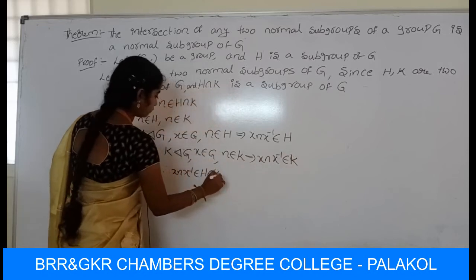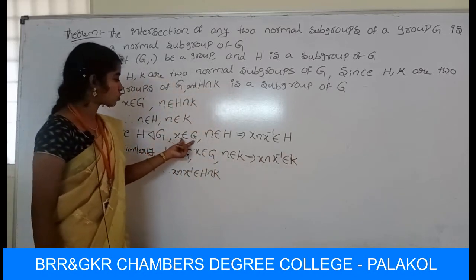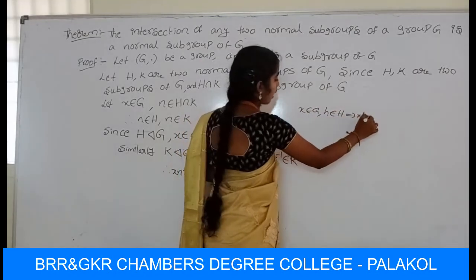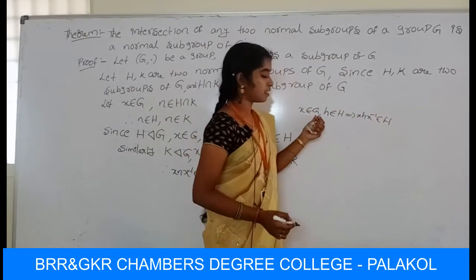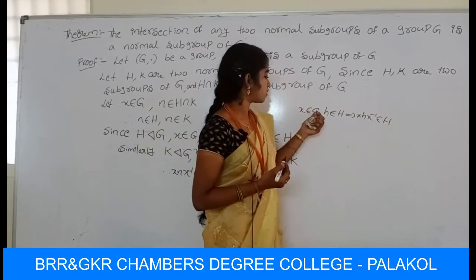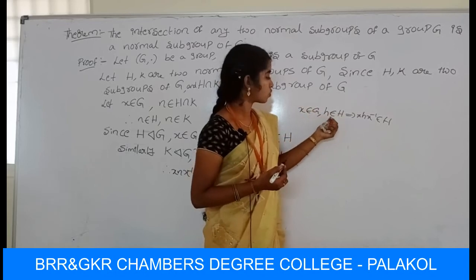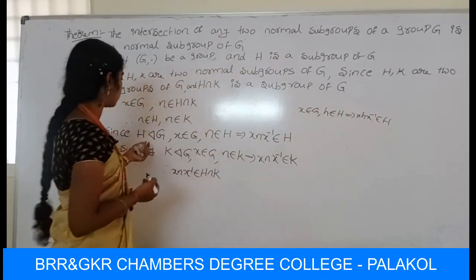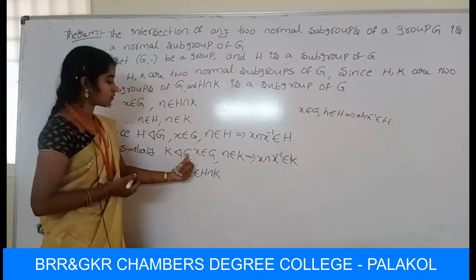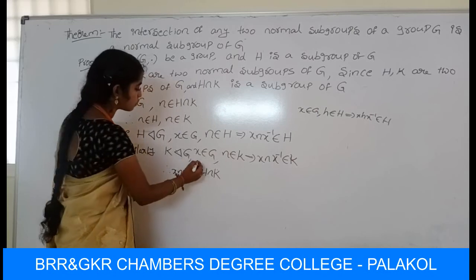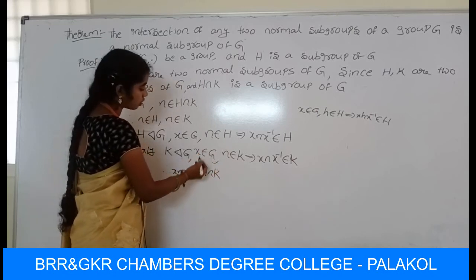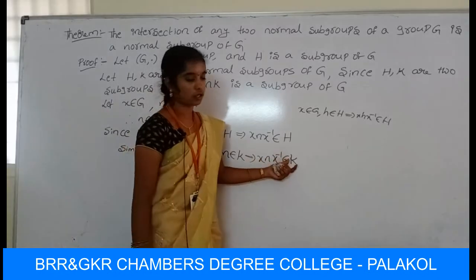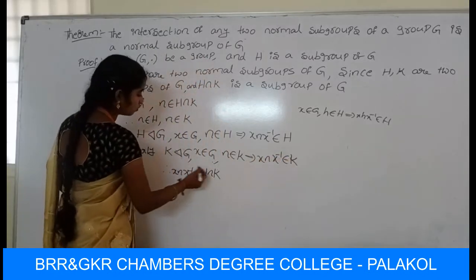Since H is a normal subgroup of Z and x belongs to Z, by the normal subgroup definition, x h x inverse belongs to H. Z is a group, so the inverse property also exists: x belongs to Z implies x inverse belongs to Z. So x h x inverse belongs to H. Similarly, K is a normal subgroup of Z, x belongs to Z, n belongs to K, so x inverse belongs to Z and x inverse belongs to K. So the common element x inverse belongs to H intersection K.